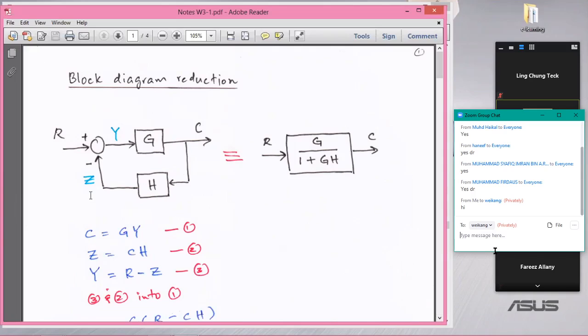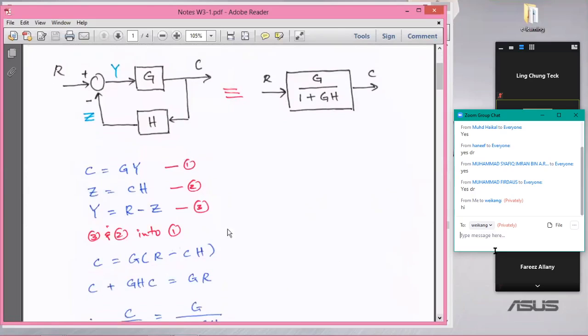See, we have this feedback loop, and then we have the signals R and C. R is the input, C is the output, and then we have two more variables, Y and Z. You can simply write C is equal to G multiplied by Y, and the signal Z is C multiplied by H. From the block diagram, Y is just R minus Z. So we have these three equations, and if we are interested in only R and C, you can eliminate Y and Z. So 3 and 2.